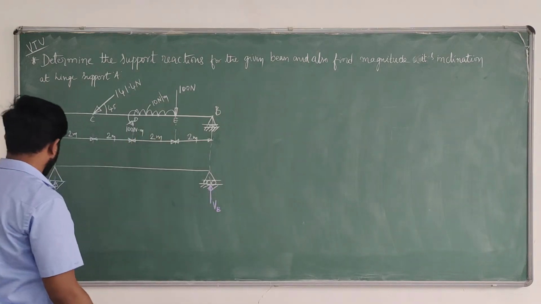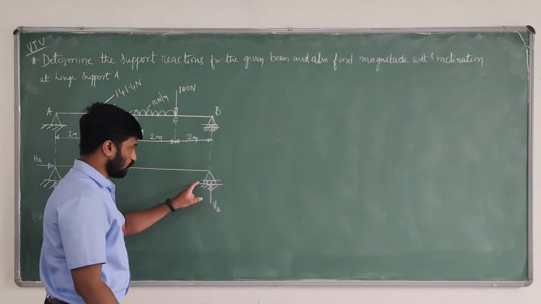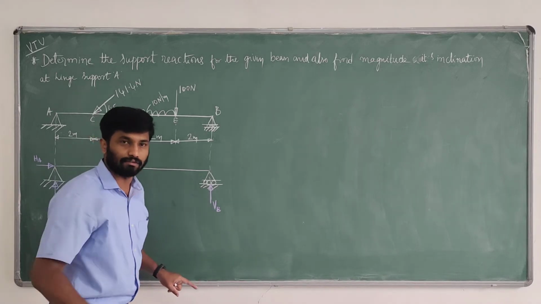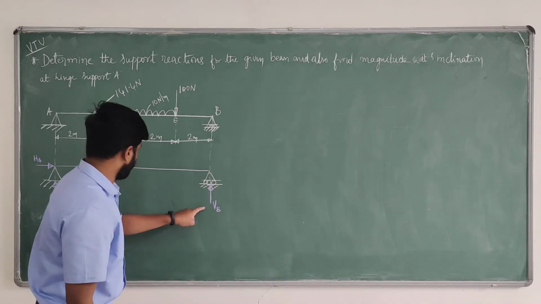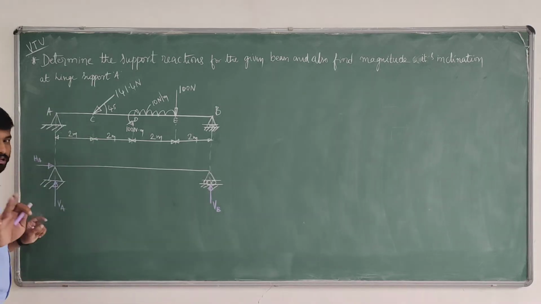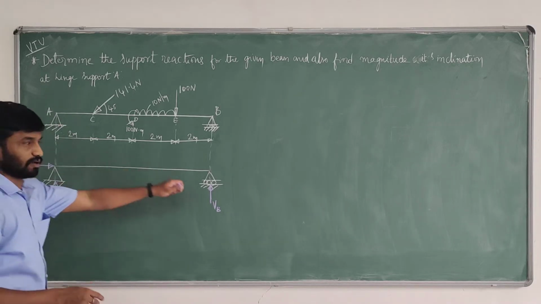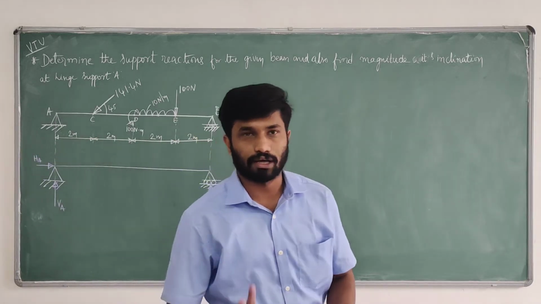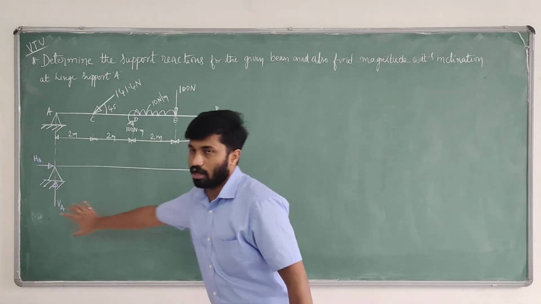So VA, HA, VB. Because the roller will develop only one vertical reaction, VB, while the hinge will develop two reactions, one vertical and one horizontal. So this is the first step. In the first step, we write whatever the support unknowns are.